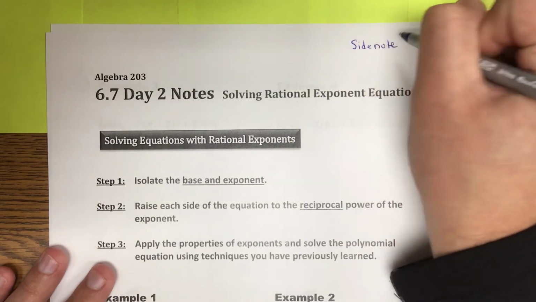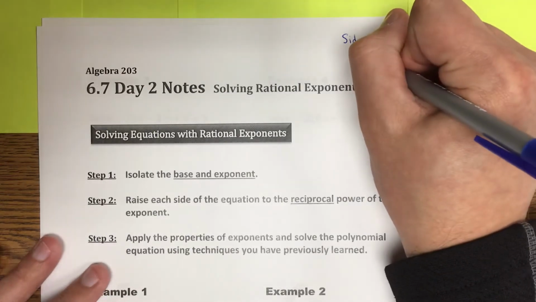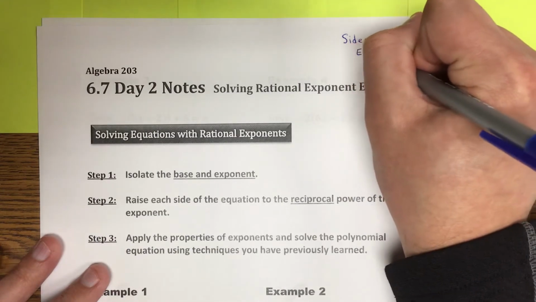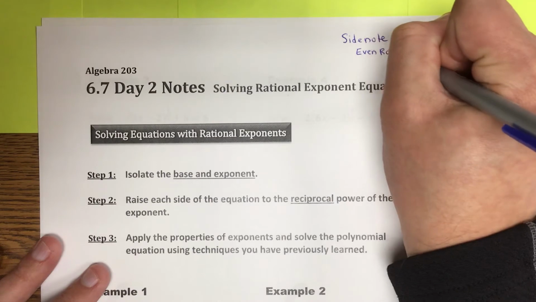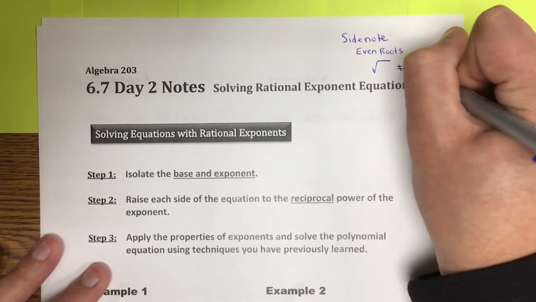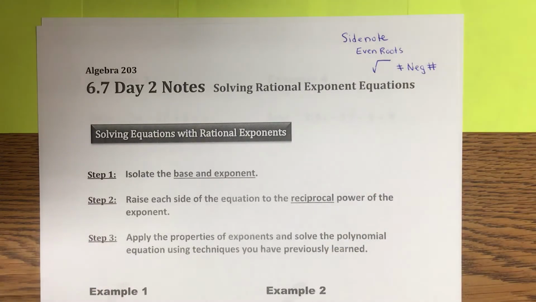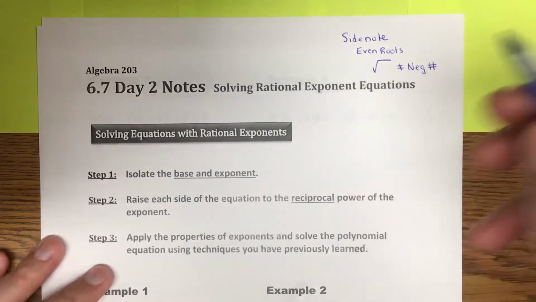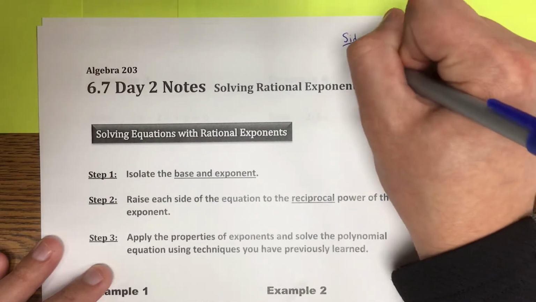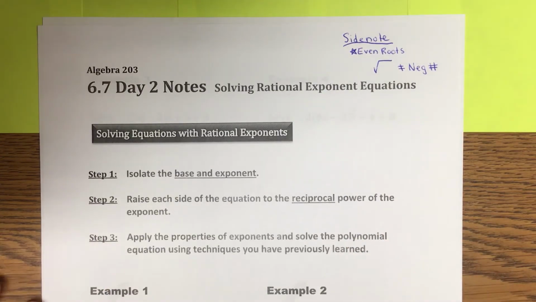For square roots or fourth roots, any type of even root, you don't want it equal to a negative number. It's okay if it's an odd root because you can take the cube root of a negative number. That's okay. So really, as your side note here, specify those even roots. So we have to be very careful about that.